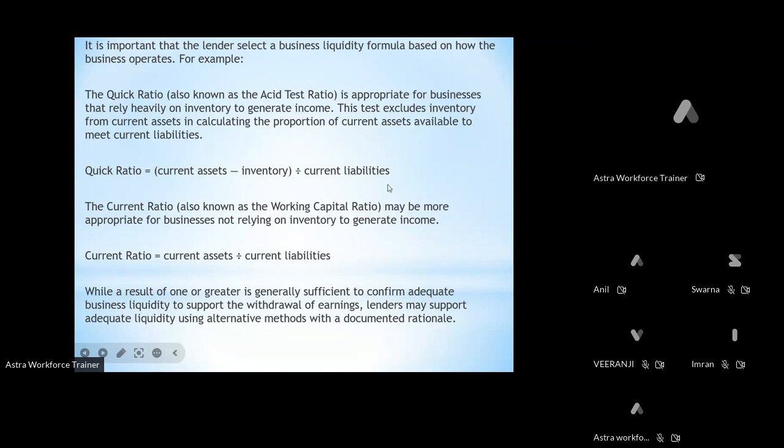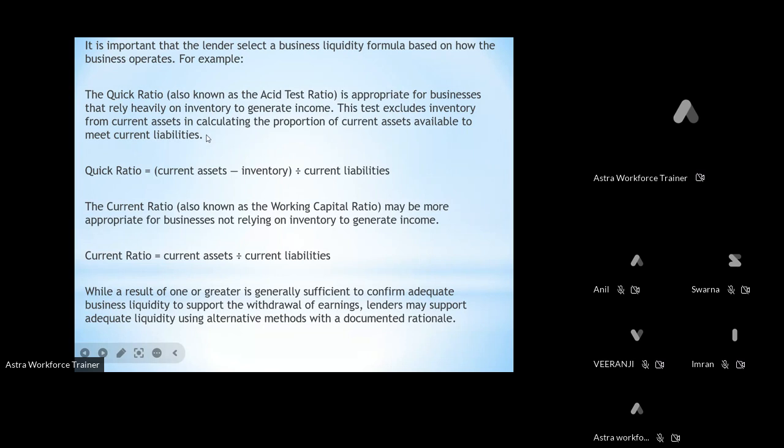Okay, any question on this? What is inventory? What comes under inventory? Inventory is like purchases. For the business purpose, we'll be purchasing the product, right? That will cause us inventories. So current asset amount minus inventories, what are the inventories they have purchased, divided by current liability.